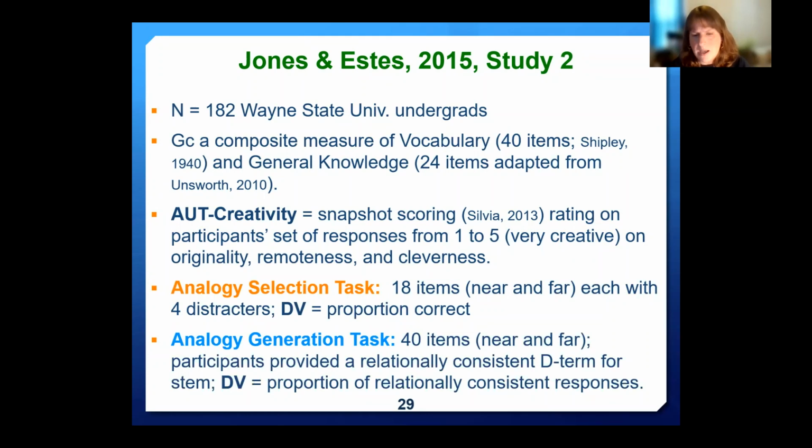For the analogy generation task, I got the items from Silvia Bunge, and they consisted of 20 near and 20 far semantically distant analogies, for which the participants provided a relationally consistent D term for this 3-term stem. And the dependent measure in that task was the proportion of relationally consistent responses. And I had some research assistants score the extent to which they were relationally consistent. And there was high inter-rater agreement for that, and for the AUT creativity as well.